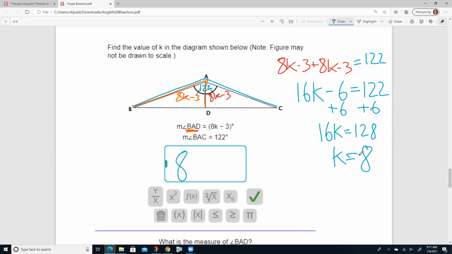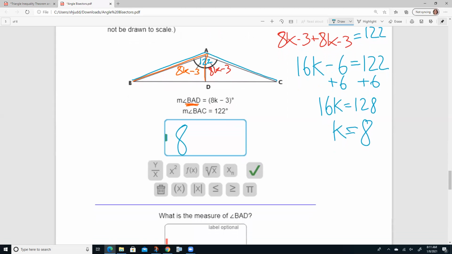The next one says, what's the measure of BAD? Okay, so we know BAD is just one of the little angles. So we'll take our 8 times 8 minus 3, and that's going to give me 61. Another thing I could have done was just said, hey, those 2 angles add up to 122, and they're the same. So I also could have taken that 122 and divided by 2 to get my 61. Both would have given me the same answer.